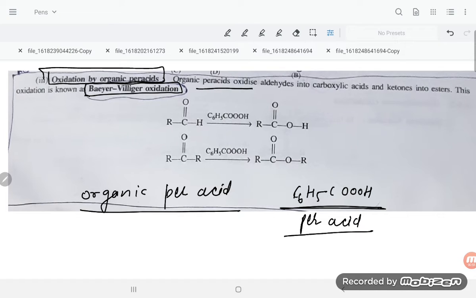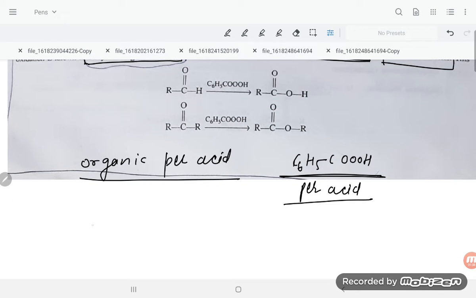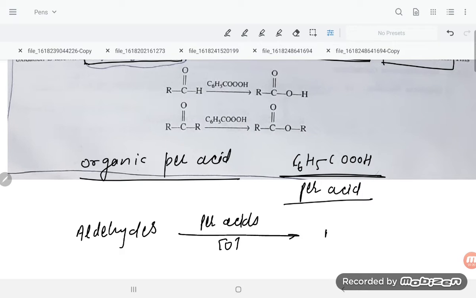Organic per acid oxidizes aldehyde into the carboxylic acid and ketone into esters. The point we have to keep in mind is that if you are taking aldehydes and you are going to oxidize them with the help of per acid, then the compound you are going to get is carboxylic acid.